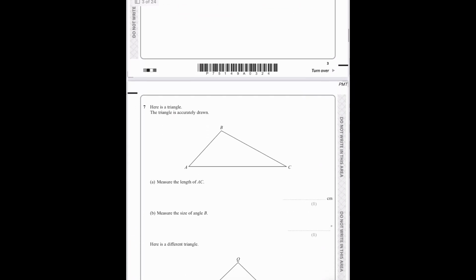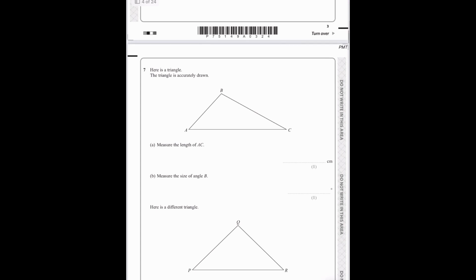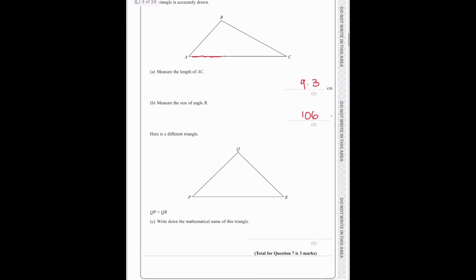Here is a triangle. The triangle is accurately drawn. Measure the length of AC. So this line here. Now this is dependent on your print size, but on the original it's 9.3 centimetres. Measure the angle B using, that's 106. Here is a different triangle. QP equals QR. So this line is the same length as this line. Write down the mathematical name for this triangle. So that's an isosceles.